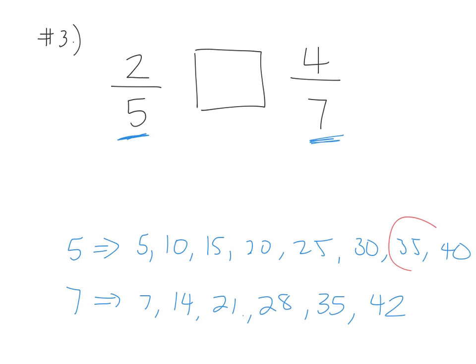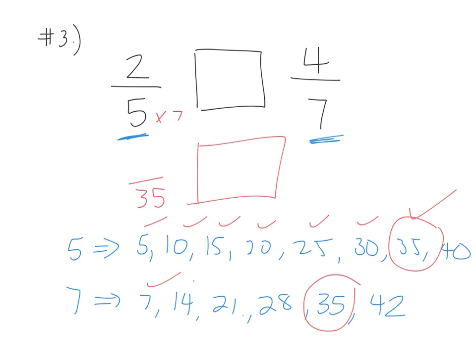35. 35 and 35. So 5 times 1, 2, 3, 4, 5, 6, 7 gives us 35. And 7 times 1, 2, 3, 4, 5 gives us 35. So we made both the fractions out of 35, but if we multiply the denominator by 7, what do we do to the numerator? Multiply by 7. And here, the numerator. Multiply by 5.